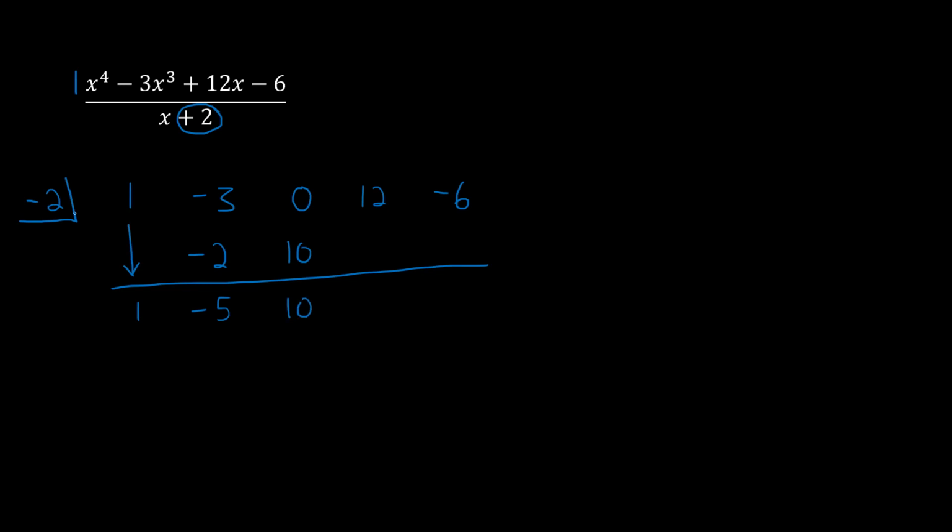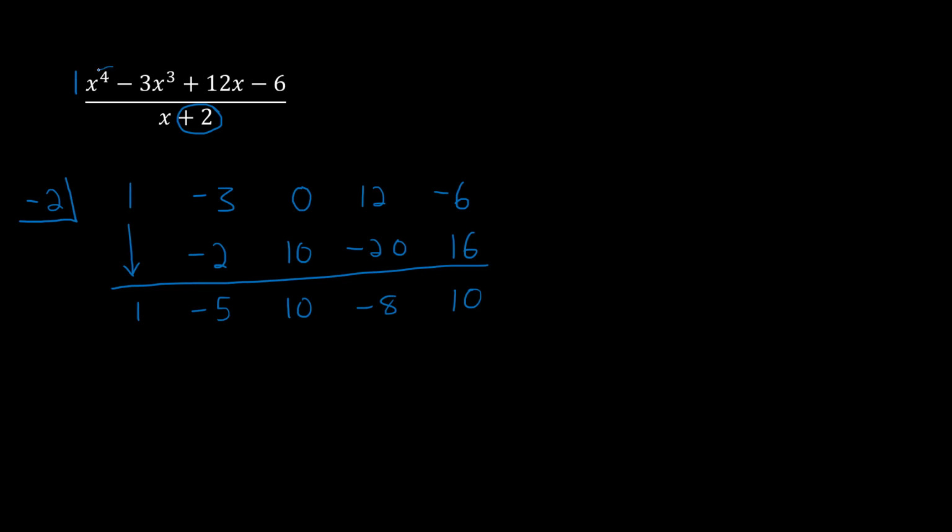Multiply again, negative 2 times 10 to get negative 20. And then you add to get negative 8. Multiply negative 2 by negative 8 to get a positive 16. And then you add negative 6 and 16 to get a positive 10. So we're basically done. Here are the numbers. We just need to now put in the variables.